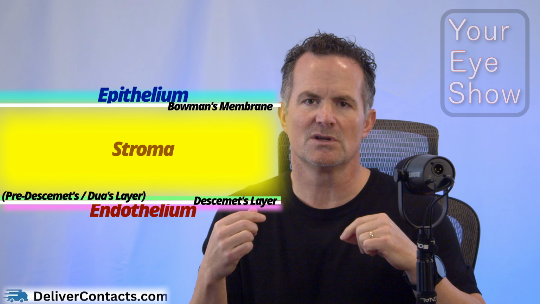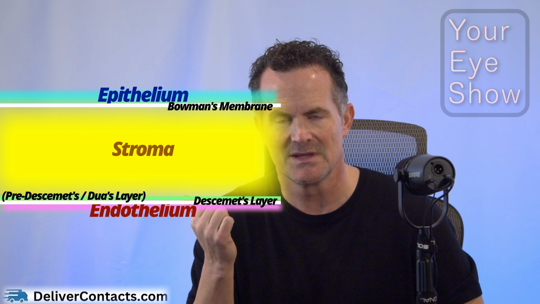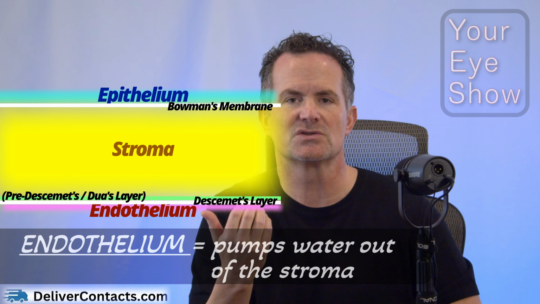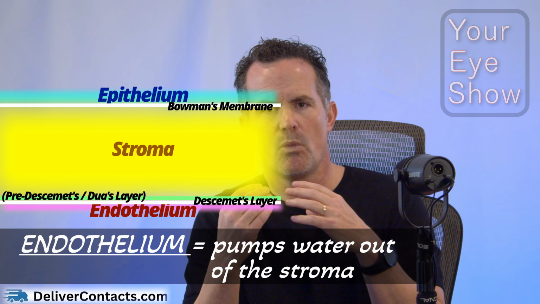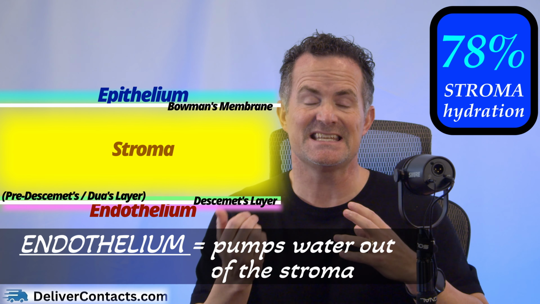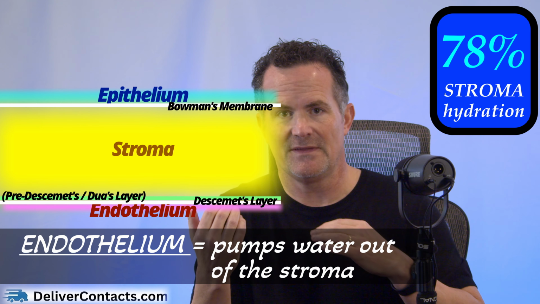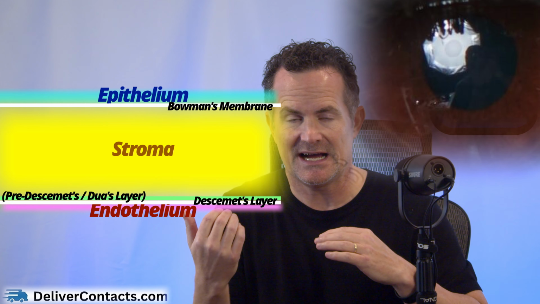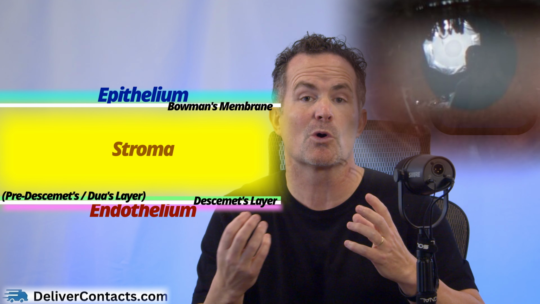Okay, and the endothelium is only one cell layer thick. It's on the back of the cornea, and that has a super important function. It's to keep that stroma having a certain amount of water in it. All right, the water content of the stroma is 78%, and it has to stay right there. All right, if it's too little, then it's too dehydrated. If it has too much water, then it's going to be overhydrated and it'll become more opaque.